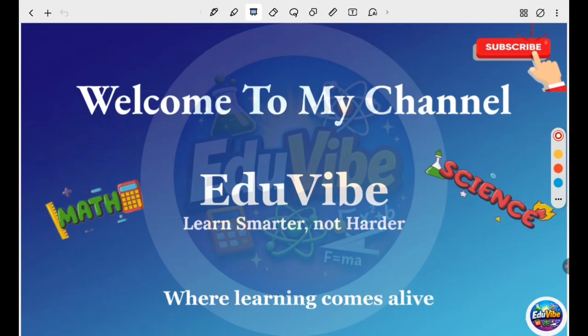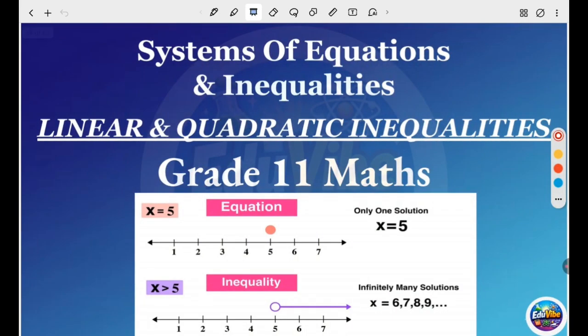Today we will start with the next topic, the last topic of the system of equations and inequalities, which are the linear and the quadratic inequalities. In the previous video, we focused more on the systems of equations and inequalities, using two methods, graphically and algebraically. In algebraically, we did the elimination and the substitution method to solve the equations or inequalities.